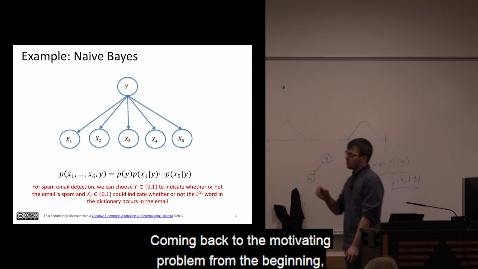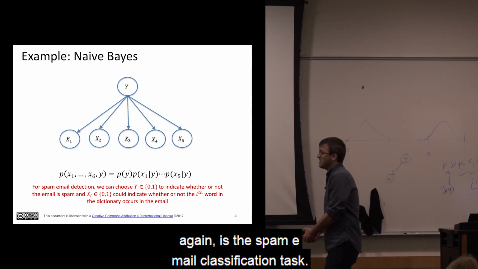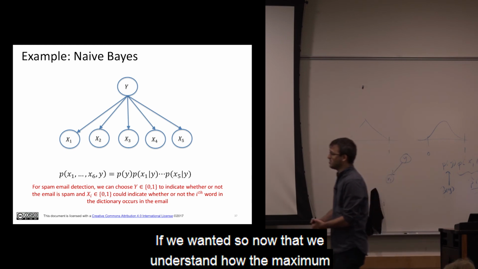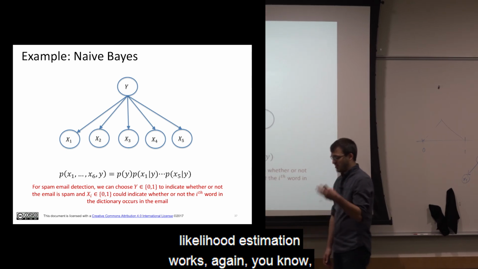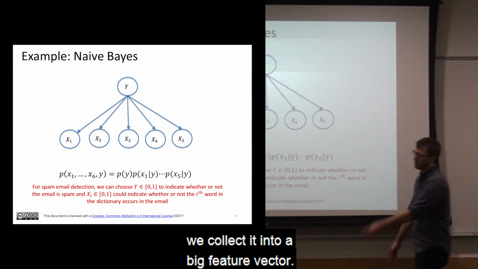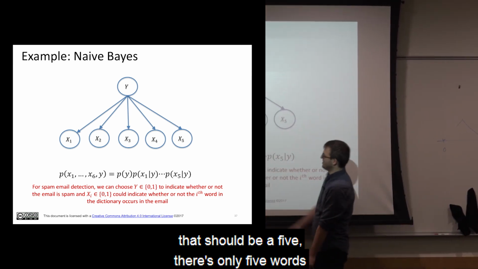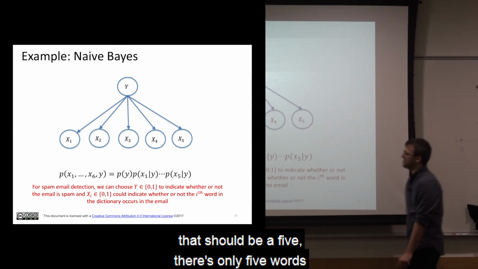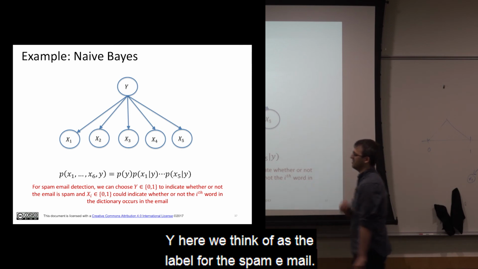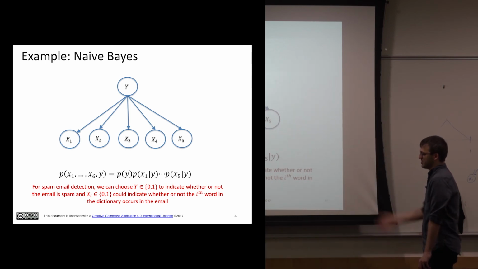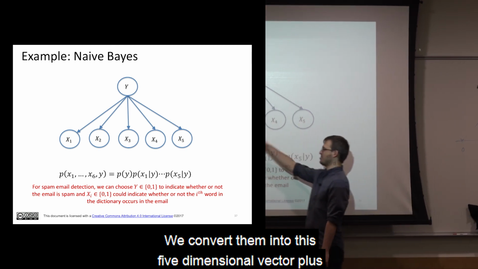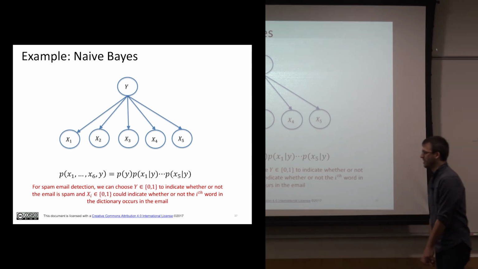Coming back to the motivating problem from the beginning, the spam email classification task. Now that we understand how maximum likelihood estimation works, we take our spam email, we featurize it, and we collect it into a big feature vector. Let's suppose there's only 5 words in our dictionary, so our naive Bayesian model looks like this for the problem. Y here we think of as the label for the spam email. So we take all of our spam emails and convert them into this 5-dimensional vector plus the label.